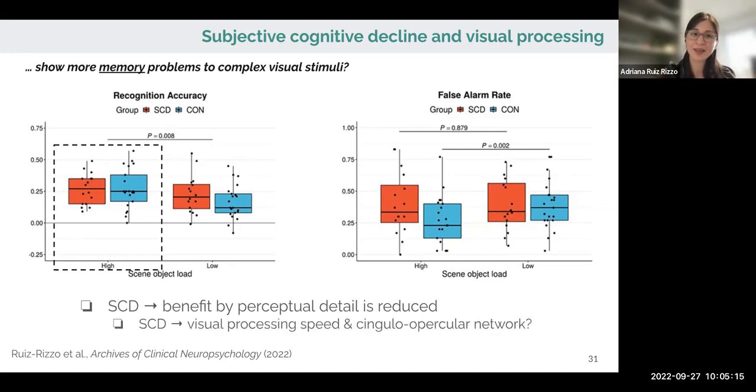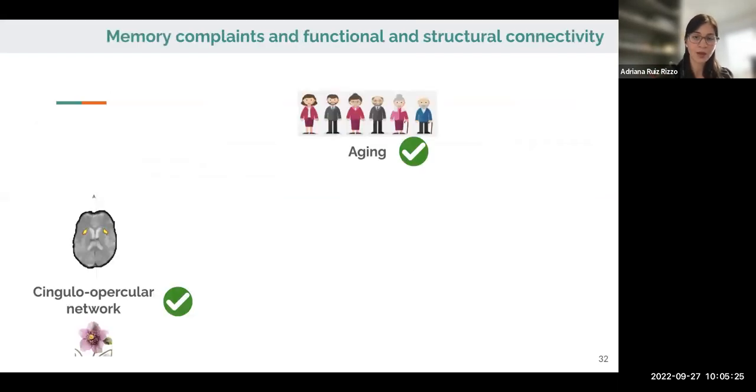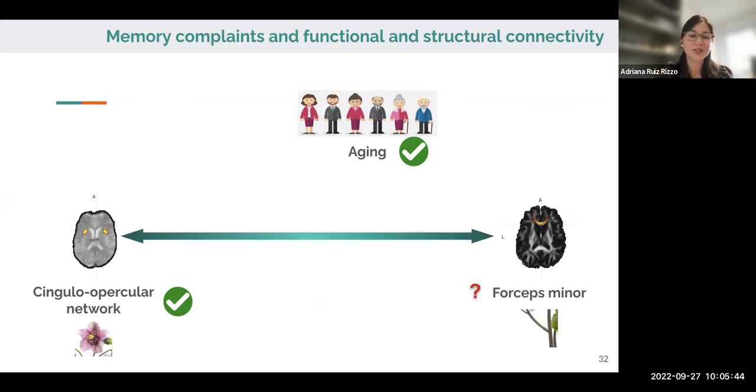So this could imply that maybe SCD could somehow affect visual processing speed and/or the cingulo-opercular network. We've already seen that there is an association between functional connectivity in the cingulo-opercular network and aging, but we don't yet know much about the structural connectivity of the cingulo-opercular network.